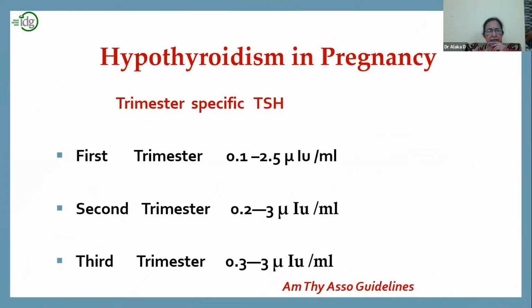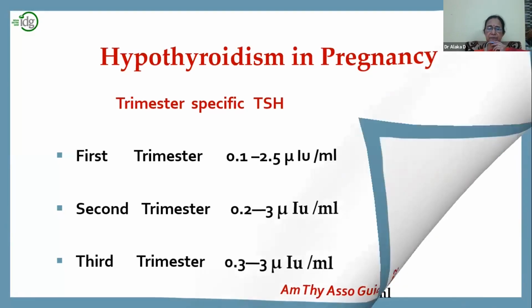Hypothyroidism in pregnancy. Therefore, we have to go by trimester specific TSH levels. Normally, as I told you, if the TSH is more than 10, then only we say overt hypothyroidism. But in pregnancy, we have to keep the TSH levels in this range. First trimester 0.1 to 2.5, second trimester 0.2 to 3, third trimester 0.3 to 3 micro international units. So remember, pregnancy is a special situation, and therefore we have to keep the TSH at these levels.